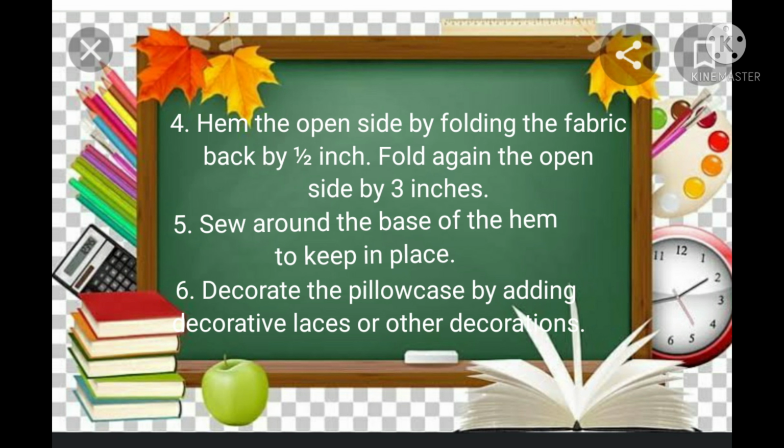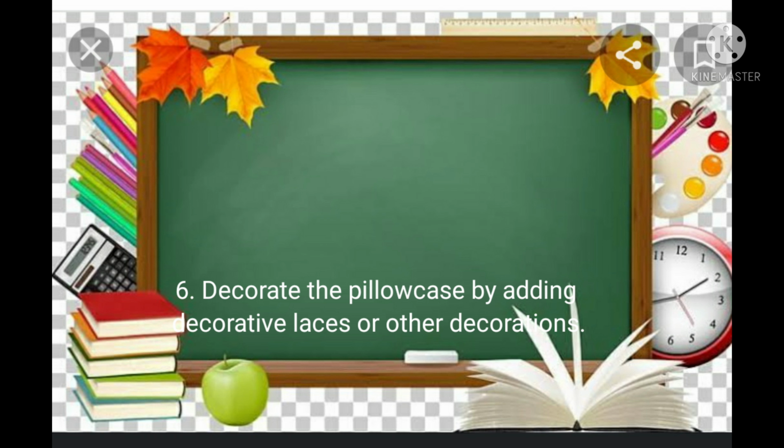Number 4, hem the open side by folding the fabric back by 1/2 inch. Fold again the open side by 3 inches. Number 5, sew around the base of the hem to keep it in place. Number 6, decorate the pillowcase by adding decorative laces or other decoration.